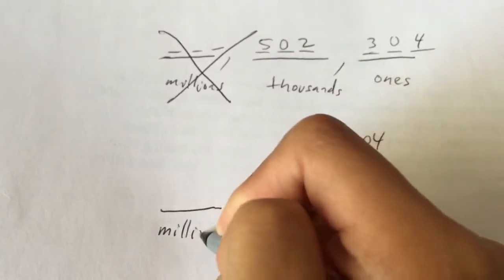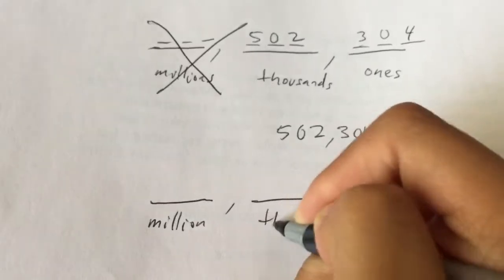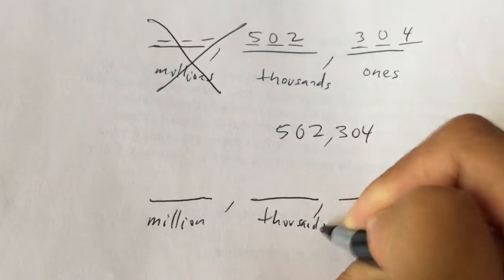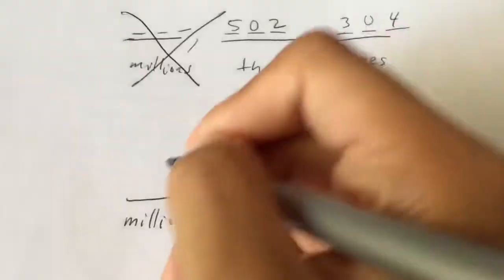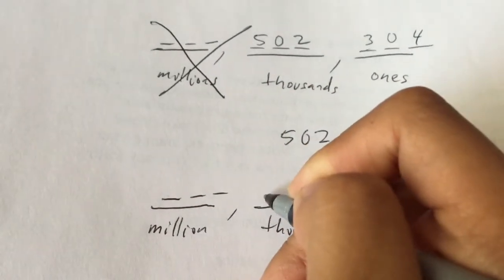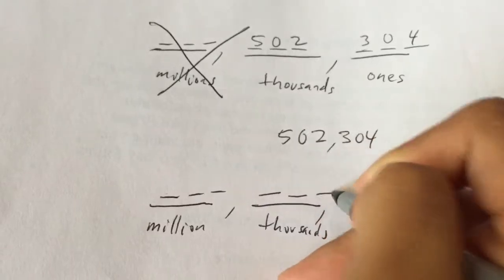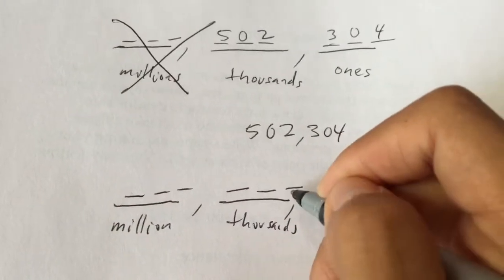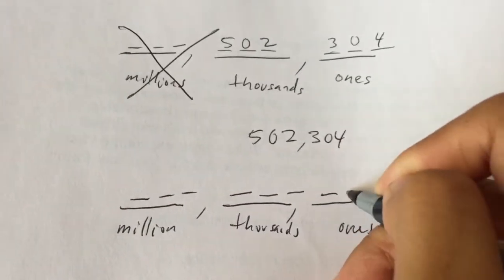This is the millions, the thousands, and the ones. And in each of the groups, there is the ones, tens, hundreds, or since I'm going left to right as I'm drawing it, it's hundreds, tens, ones. Ooh, that's a bad section. Hundreds, tens, ones.